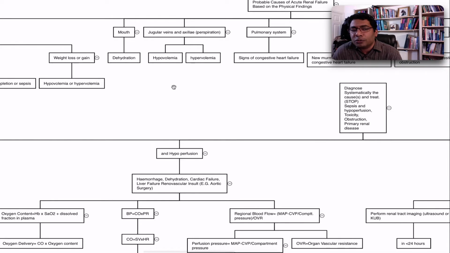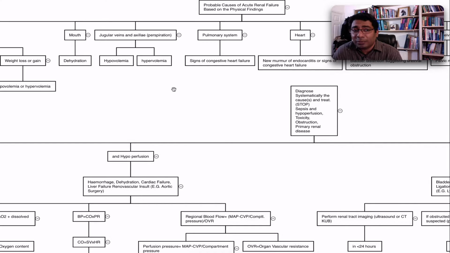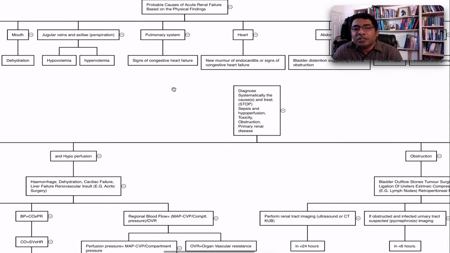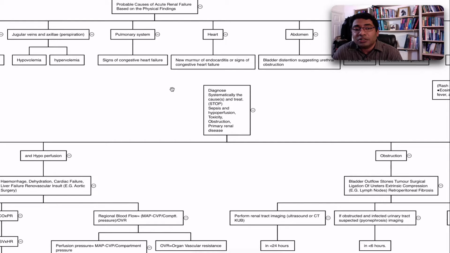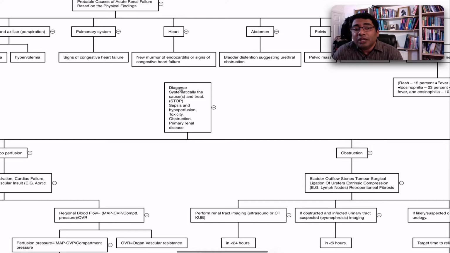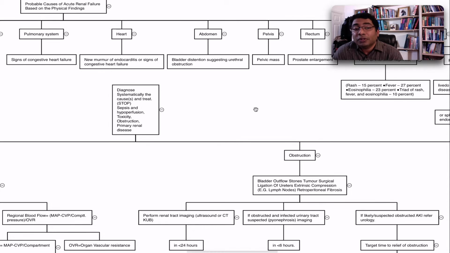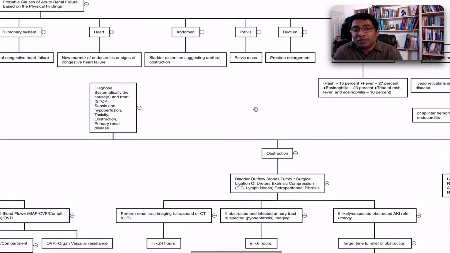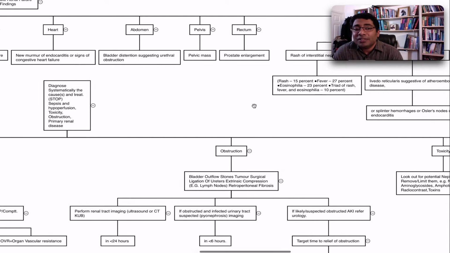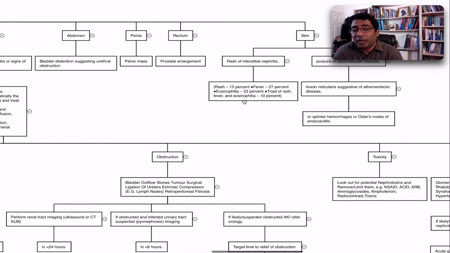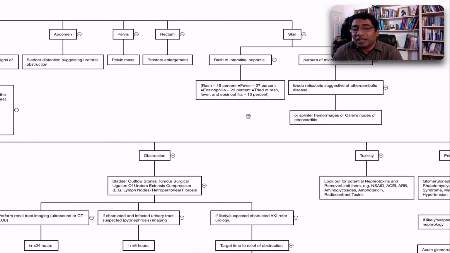Examining the mouth can give clues to dehydration. Looking at the jugular veins and the axilla can give you clues to hypovolemia or hypervolemia. Pulmonary system, you can always check if there's any crepitation, which could be signs of congestive cardiac failure. Heart, a new murmur of endocarditis or signs of congestive cardiac failure. So it's very important that we do a thorough systemic examination. Abdomen, bladder distension suggesting urethral obstruction. Pelvis, if there's any pelvic mass, you've got to pick it up. Rectum, PR examination may suggest prostate enlargement.